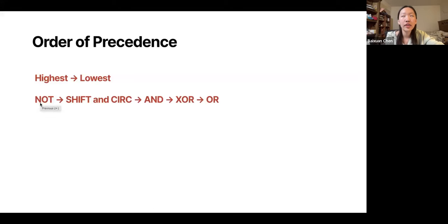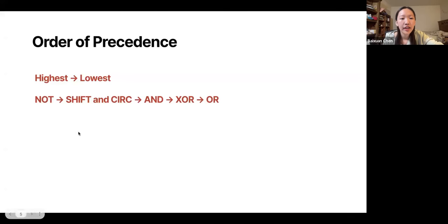So the one of highest precedence, the one you will do first, is not. So not comes first, and then the next two that come together, like multiplication and division, for example, from left to right, are shift and circ. These two are the next highest precedence. And then the next one is AND, then XOR, and then OR. Are there any questions about the order of precedence?